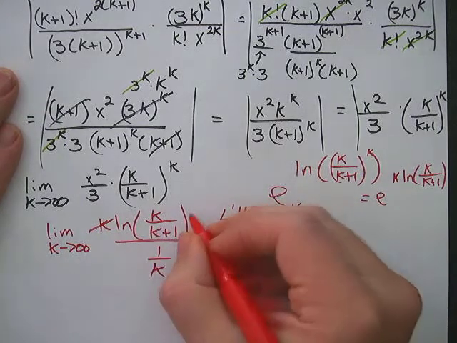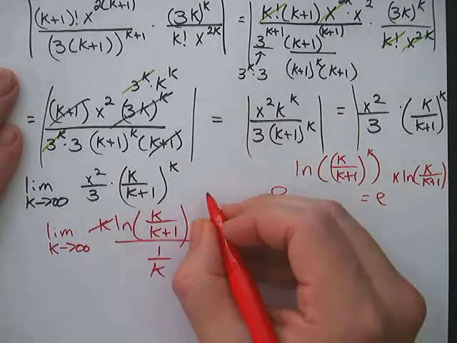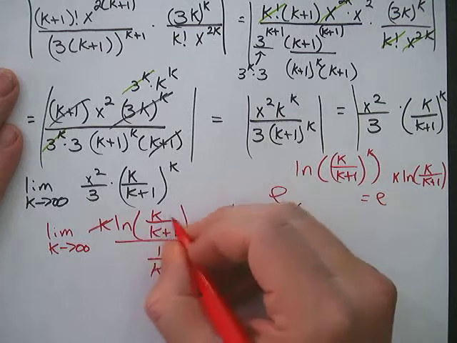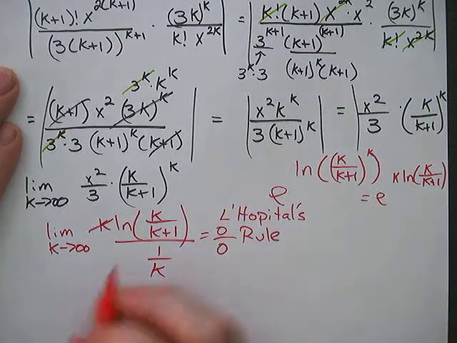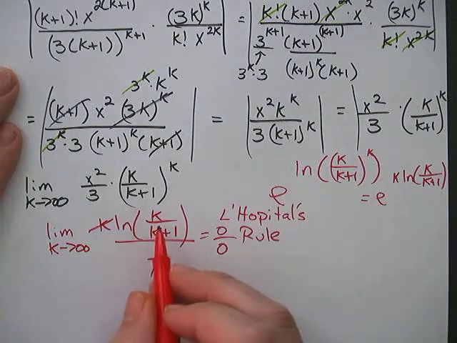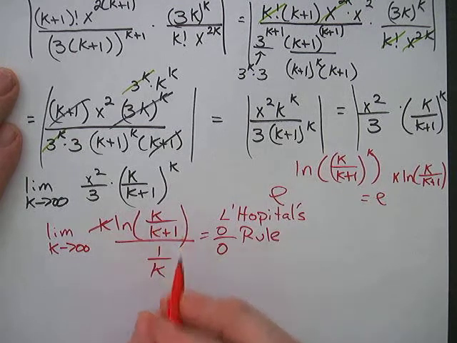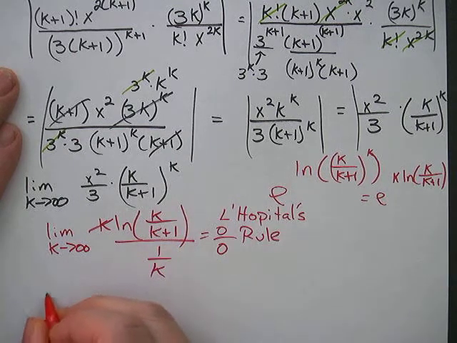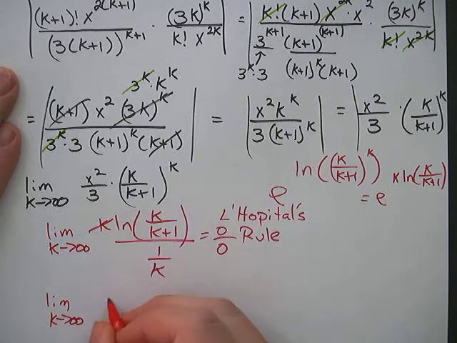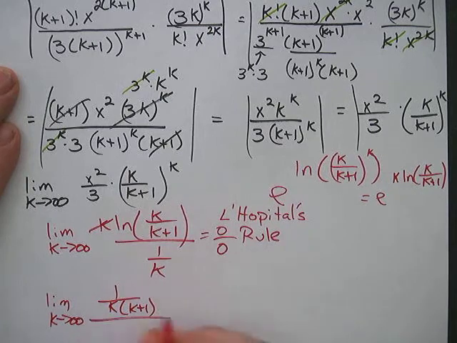Now L'Hopital's rule says that we need to take the derivative of the top and bottom. Okay, recall that the derivative of an ln function is du over u. So the derivative of the inside divided by the inside. I'll let you take care of that. Let me go ahead and write the limit as k approaches infinity. The derivative of the top is going to be 1 over k times k plus 1. I'll let you do that on your own. And then the derivative of the bottom is negative 1 over k squared.